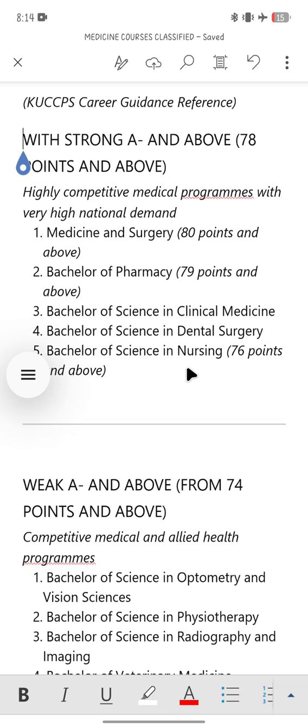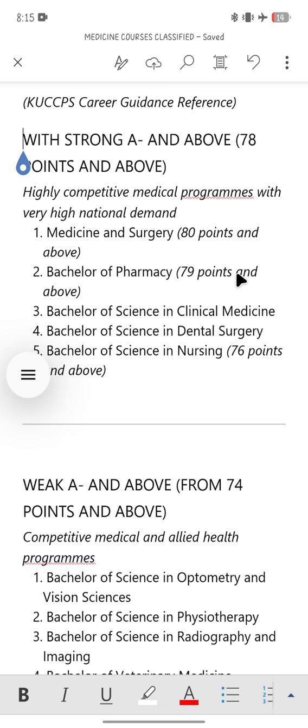But you can see I have put brackets in Bachelor of Science in Nursing with a strong 76 and above. You can qualify for nursing in some small universities. So you see, for Medicine and Surgery I have put 80 points and above. Unless stated otherwise, you cannot qualify for Medicine and Surgery without 80 points and above. If you want to do pharmacy, you must have 79 points and above.